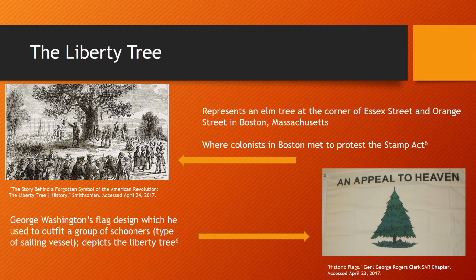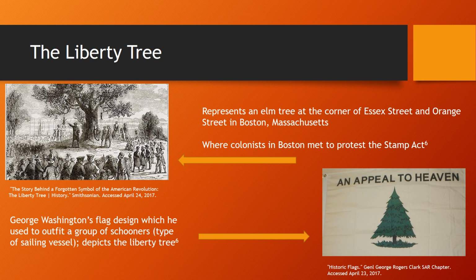Liberty Tree. Obviously, the name itself relates to exactly what it's supposed to be, and you can also see it in the flag, George Washington's flag. It says, An Appeal to Heaven.